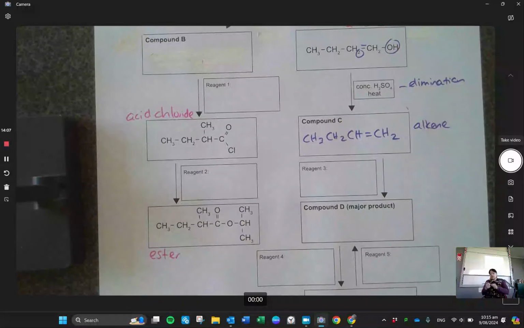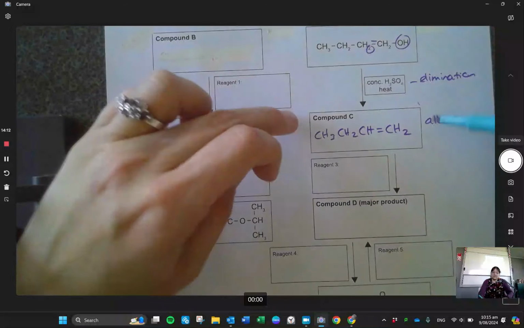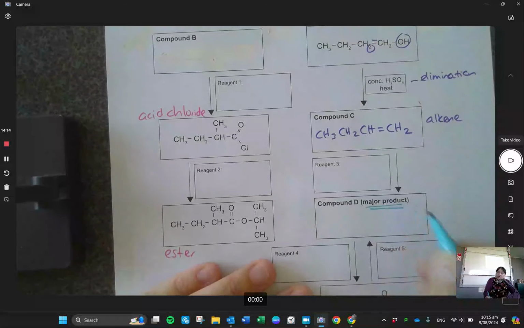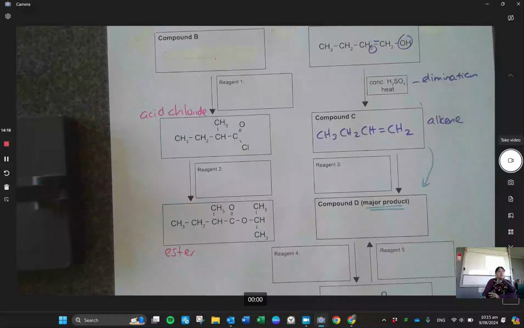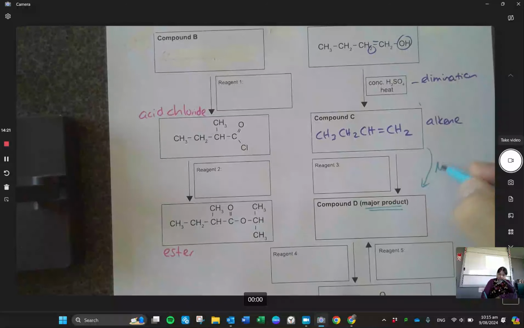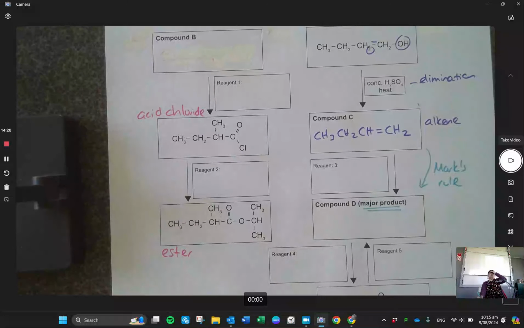All right, now there's another hint in this question, and it says compound C to compound D, you want the major product. So that tells me that from here to here, we are going to be using Markovnikov's rule. And we have to think about breaking the double bond. And when we break that double bond, you are going to be adding to what is expected to be the major product. So the rich should be getting richer. Okay? Are we good with that?